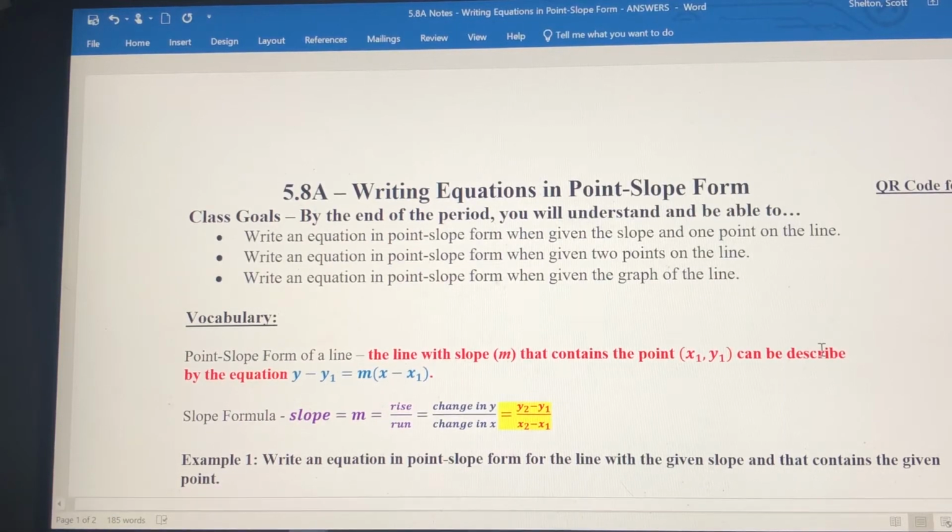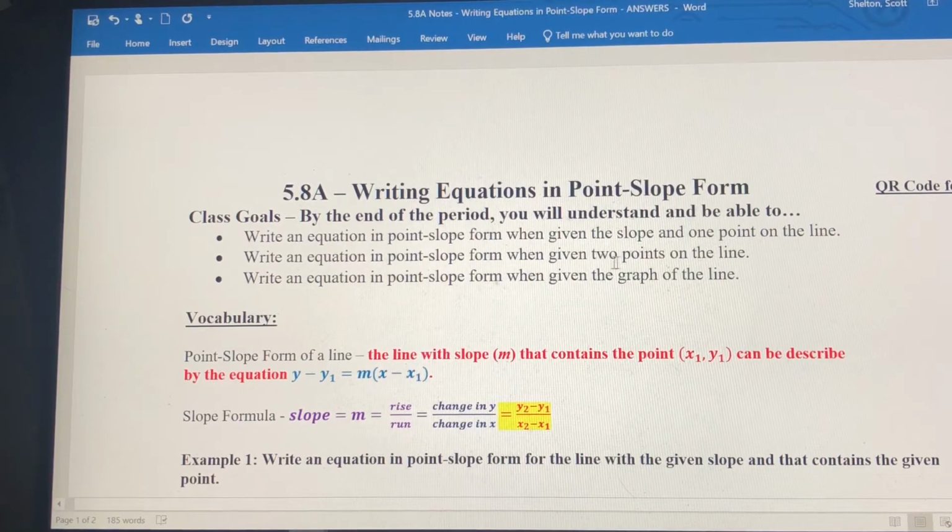All right, so this is part 2 of the writing equations in point slope form videos. Okay, so we're going over the second bullet point here. We're going to write an equation in point slope form when we're given 2 points on the line. Okay, now it's called point slope form.